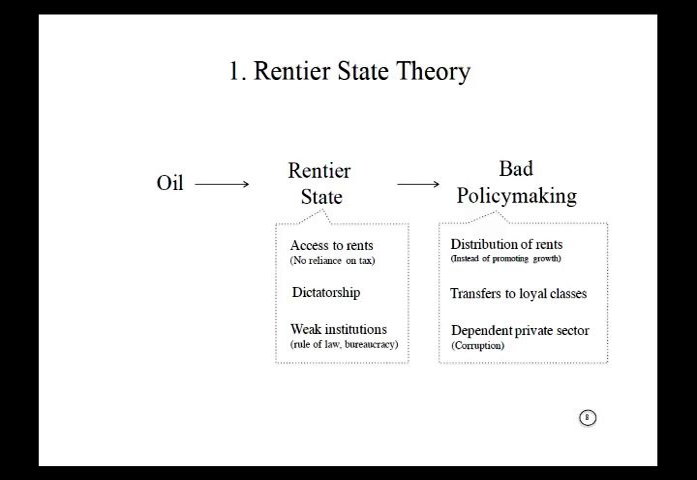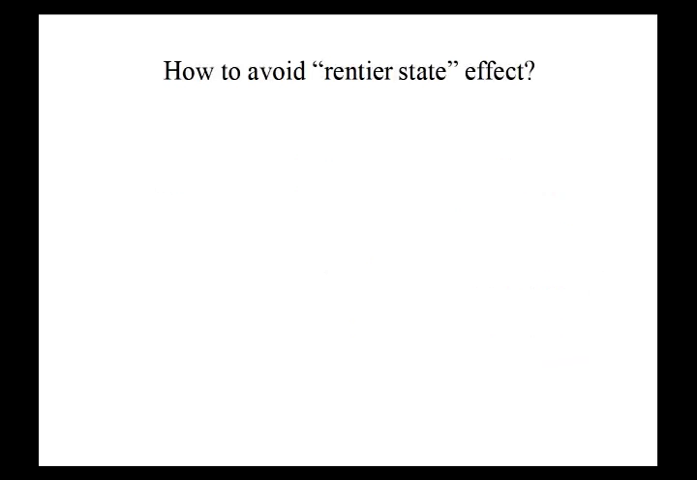So in a way, let me summarize this. The rentier states do not become developmental states, they become distribution states. They don't have an incentive to promote economic growth. And also, they tend to be dictatorial. They don't have an incentive to improve their accountability. When you don't have an incentive to promote growth, of course, you have bad policymaking. So then again, oil corrupts the incentives of growth. Now, how can you avoid this effect?